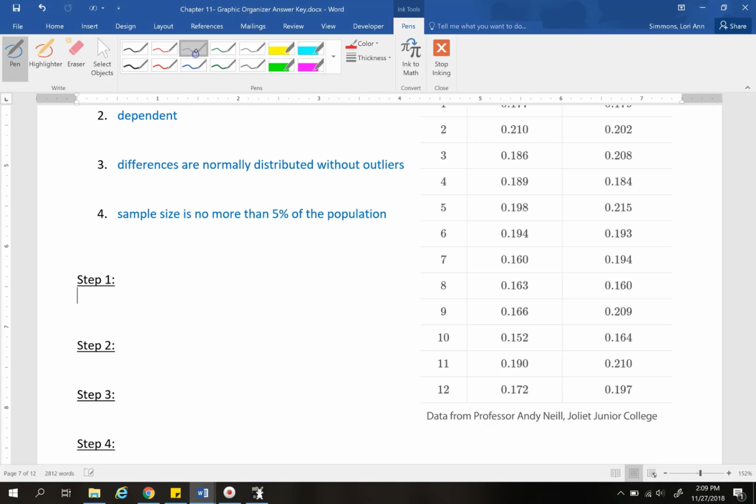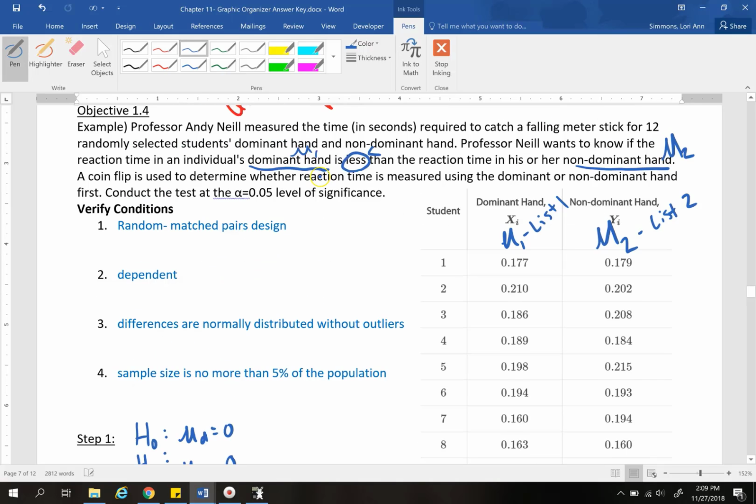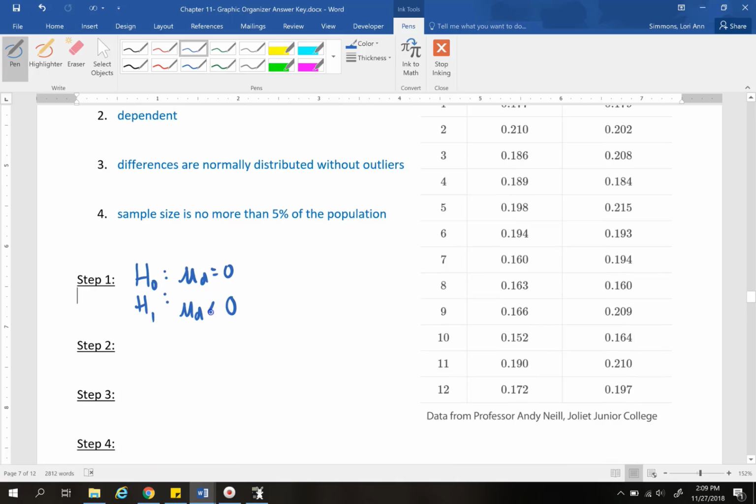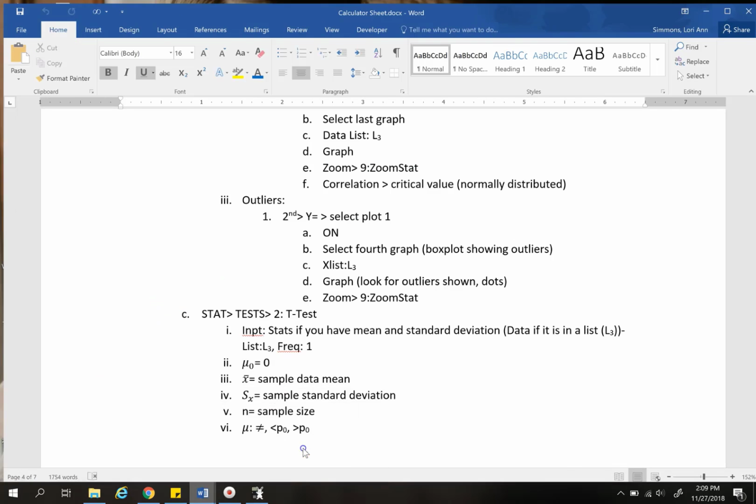Okay, step 1. The null and alternative hypothesis. The null is mu sub d equals 0. The alternative is mu sub d less than 0. Step 2, alpha is equal to 0.05. Step 3, now we need to calculate the test statistic.